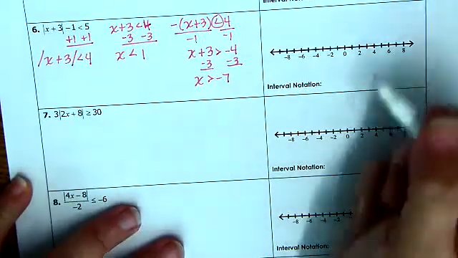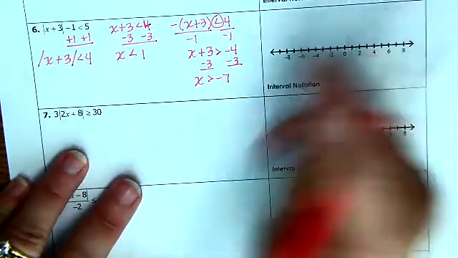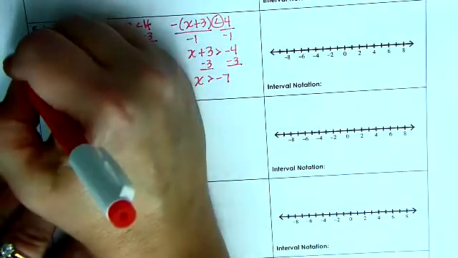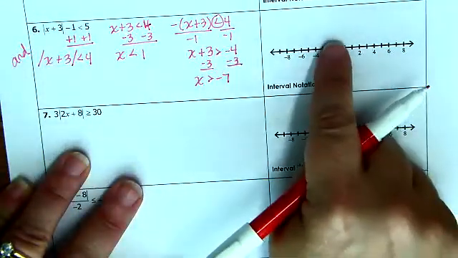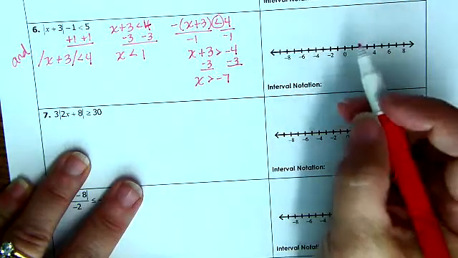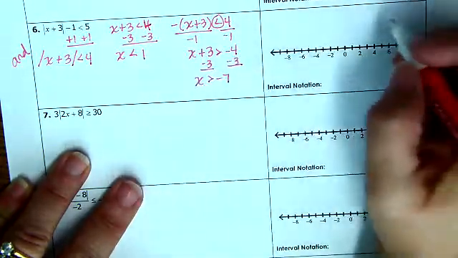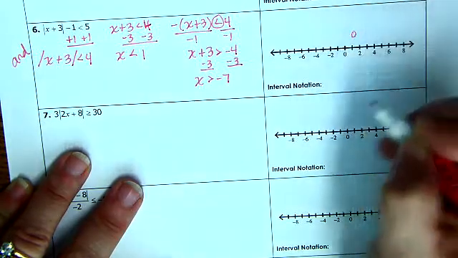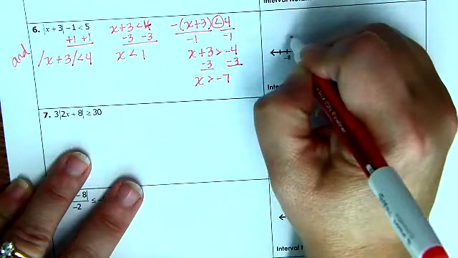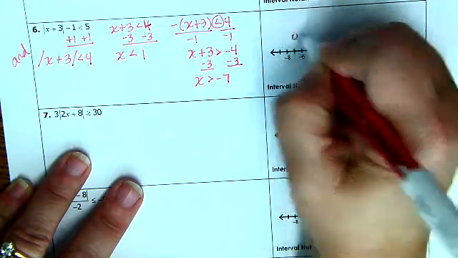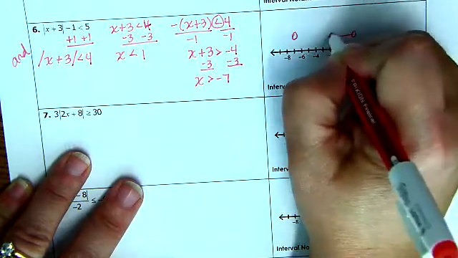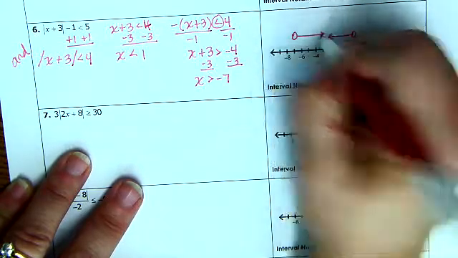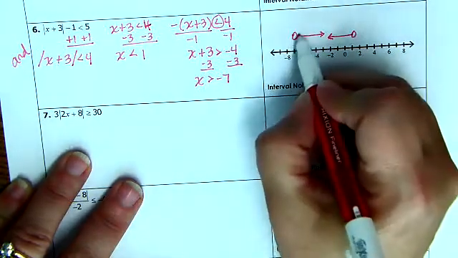And now I graph. This is a less than symbol, so I know this is an and statement. So therefore my graph should be in between two things. If x is less than 1, it's just less than, so it's an open circle at 1. And then we've got -7 is an open circle. It says less than 1, so I'm going in this direction. And then it says greater than -7, so I'm going in this direction. So it's everything in between.